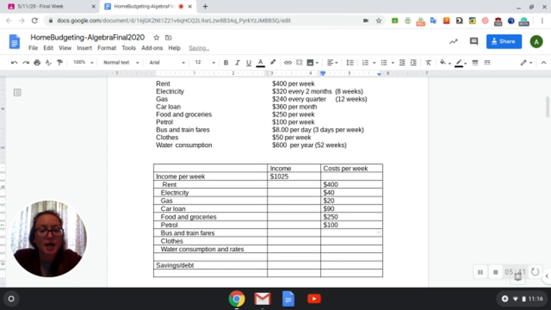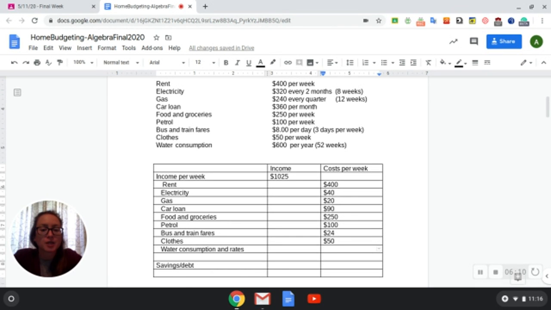And then the bus and train fares are $8 per day. Okay. And then there's 3 days per week that they're on the bus and trains. So you have $8 times 3 for 1 week. So 8 times 3 is 24. So we'll put that in there. The clothes is $50 per week. We've already got it per week. That's nice.